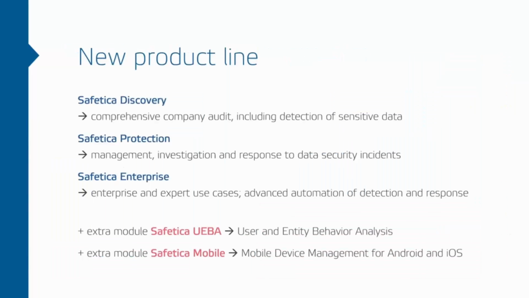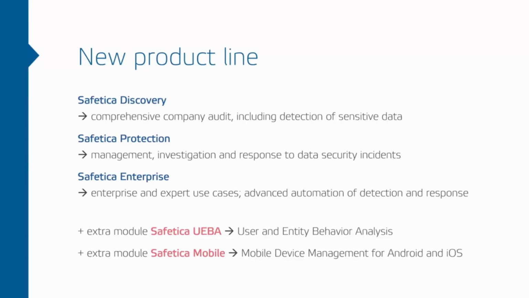And maybe I'll switch here so that you can see the differences between every product. Now we have Safetica Discovery, which allows you to do a comprehensive company audit, because now it also allows you to specify and find sensitive data. So this was something missing from Auditor, but now with the new Safetica Discovery, you will be able to create a very comprehensive company overview, which includes information about users, about software, about hardware, and also about the data, which is a very critical part of data security.